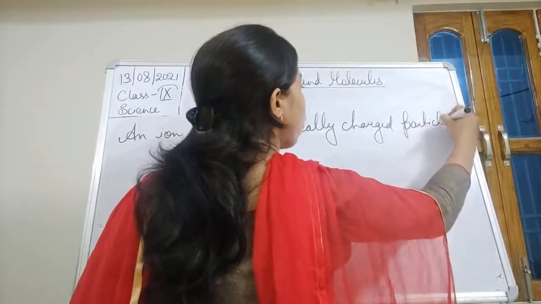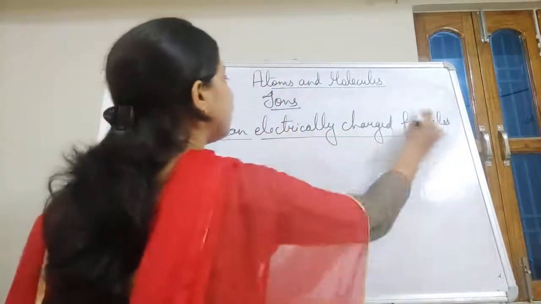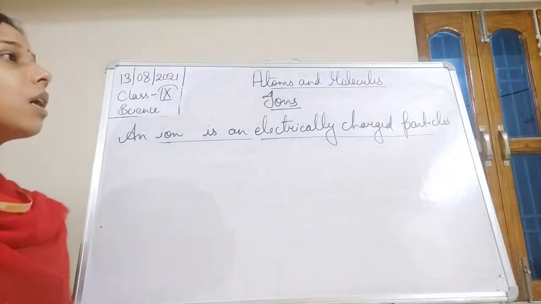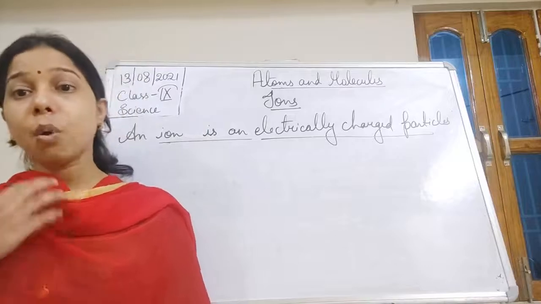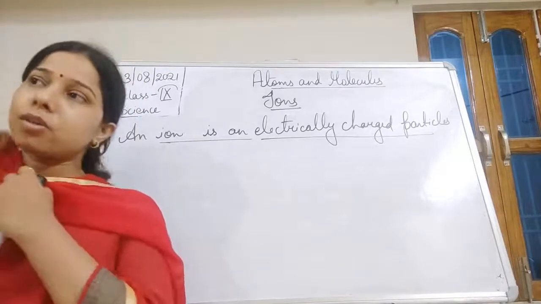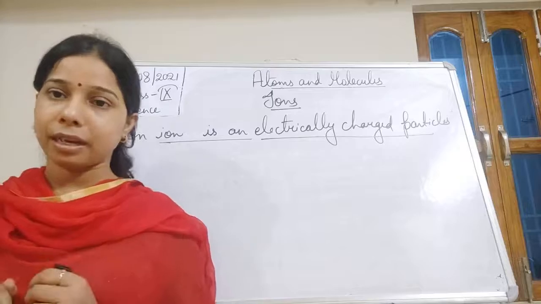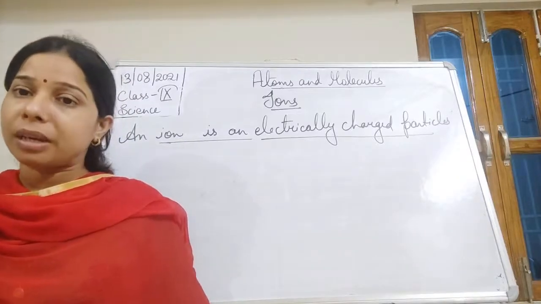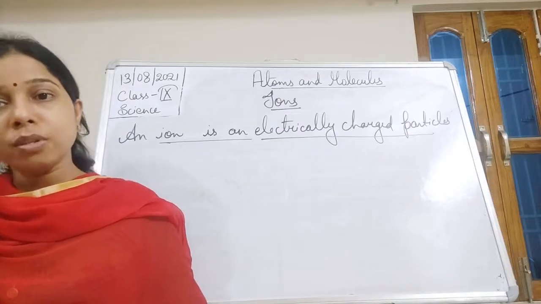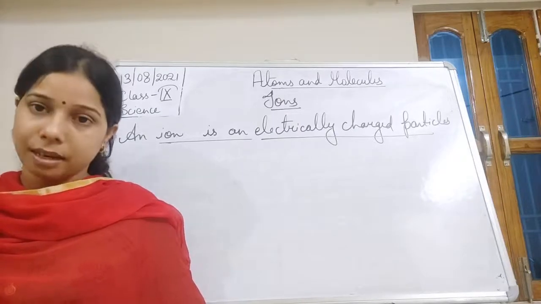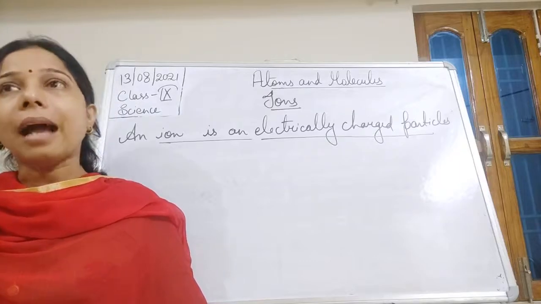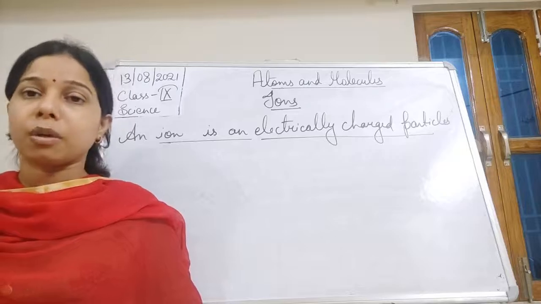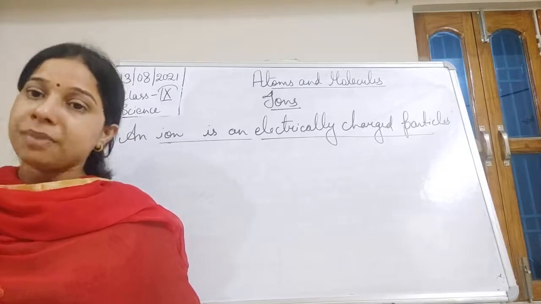Before we understand what an ion is and what the different types of ions are, students, generally an atom is electrically neutral. It means it does not have any kind of charge. But sometimes, in order to gain stability, it loses electrons or gains electrons. And in that case, student, it becomes charged. It means it gains a charge, either in a positive or in a negative way.